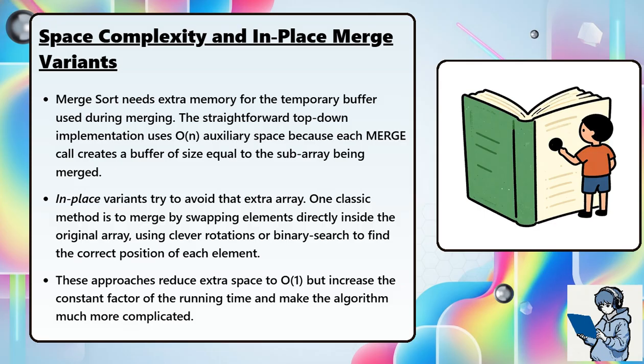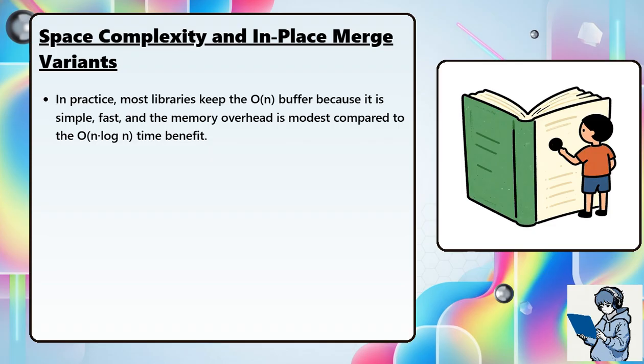These approaches reduce extra space to big O of 1, but increase the constant factor of the running time, and make the algorithm much more complicated. In practice, most libraries keep the big O of n buffer because it is simple, fast, and the memory overhead is modest compared to the big O of n times log n time benefit.